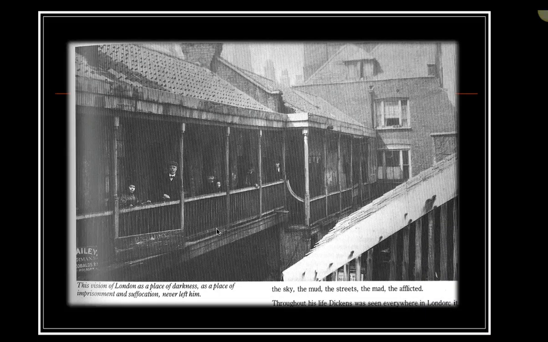Similar sort of photo where you get the back side of a tenement or apartment building for people who don't earn much money. And then in the book here, we do see a little bit of text. If it's in italics, that is a line that Charles Dickens actually wrote. And under this photo, we get a quote of his. "This vision of London as a place of darkness, as a place of imprisonment and suffocation never left him." Look at, again, all the chimneys. There's some people standing on the balcony back here.